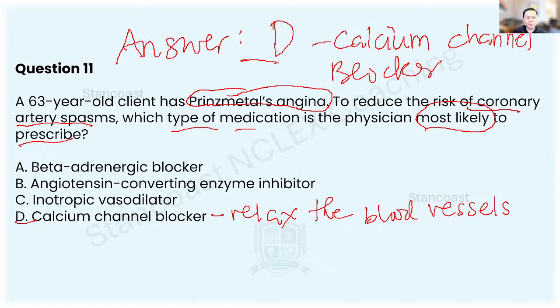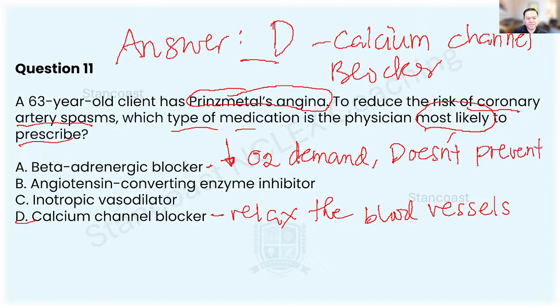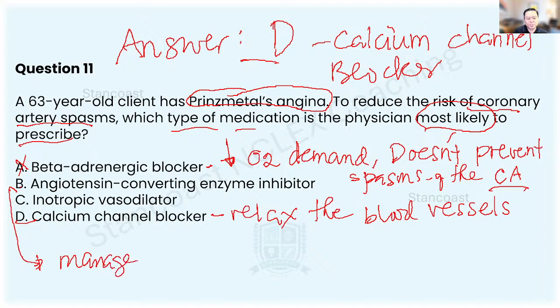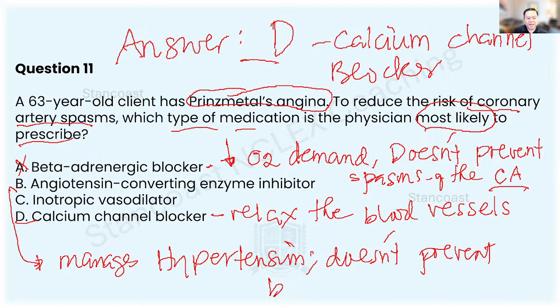All right. Now, if you had answered letter B, beta adrenergic blocker or beta blocker simply, this is going to decrease the oxygen demand, but it doesn't prevent spasms of the coronary arteries. What about letter B, angiotensin converting enzyme inhibitor? This is only going to be useful in managing the hypertension, but not the spasm. It doesn't have that property. It does not prevent blood vessel spasms.